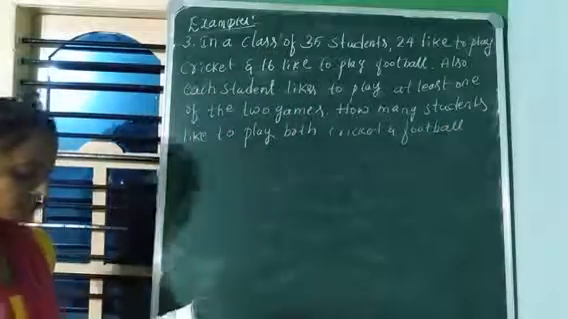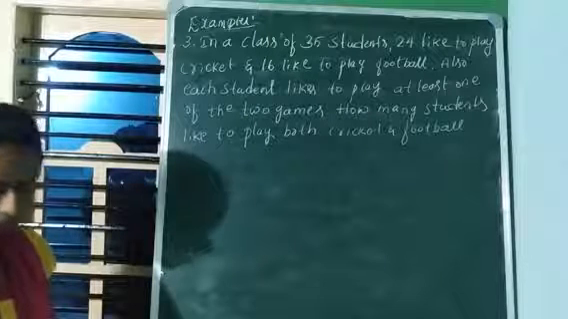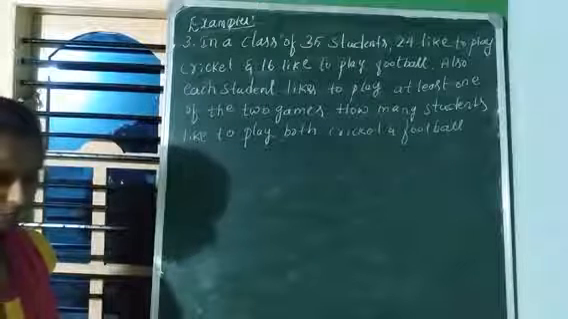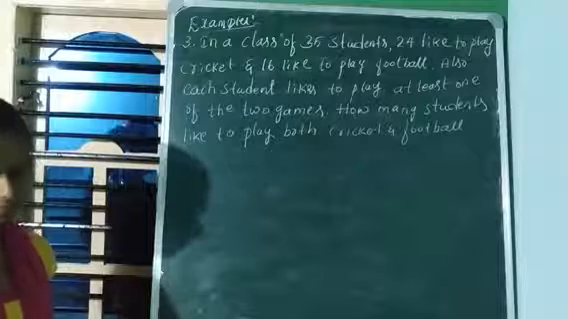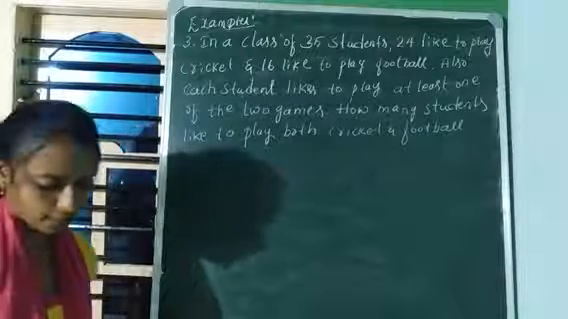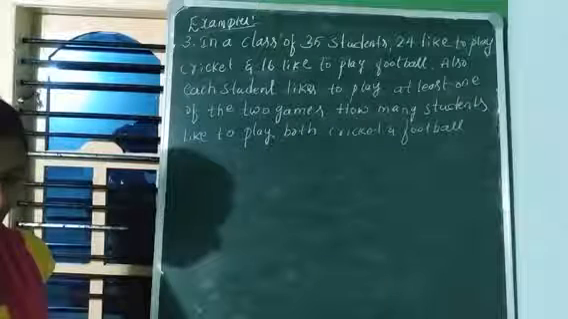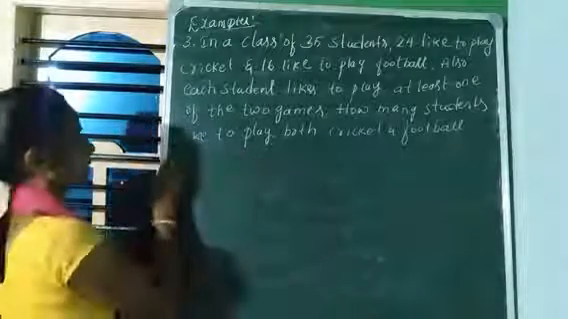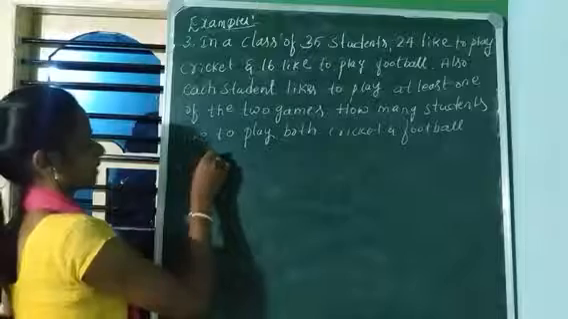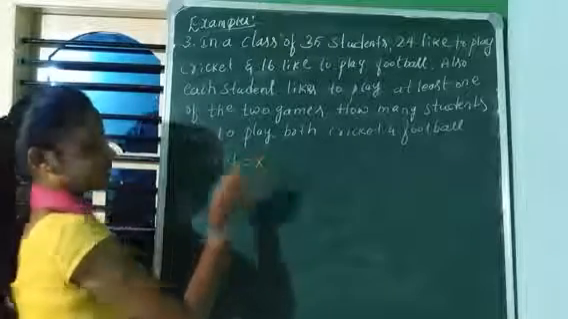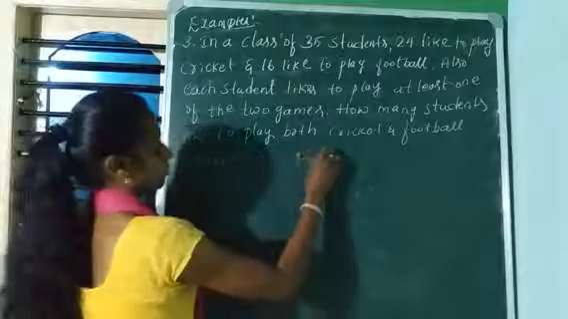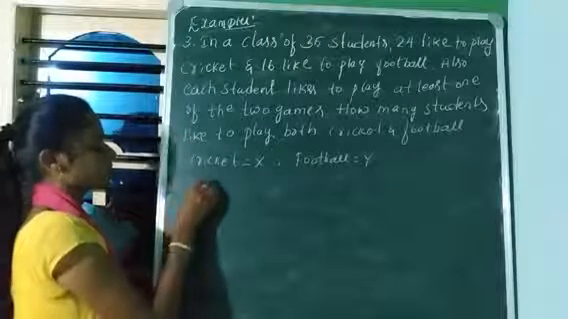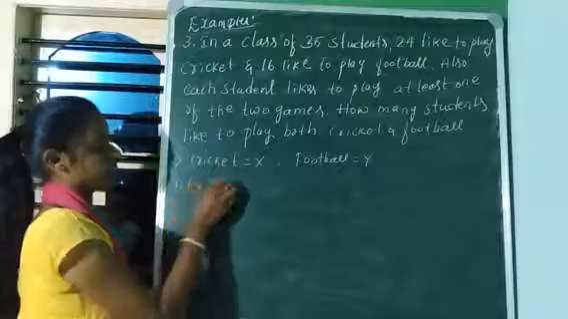So here the question is, in a class of 35 students, 24 like to play cricket, 16 like to play football. Also, each student likes to play at least one of the games. So, how many like to play both cricket and football? So here you need to take cricket as an X. Then football is a Y.